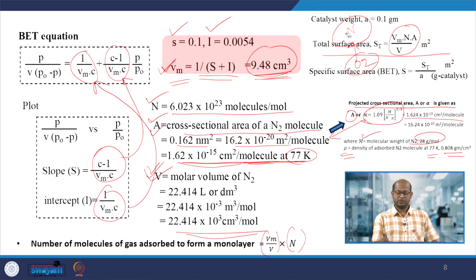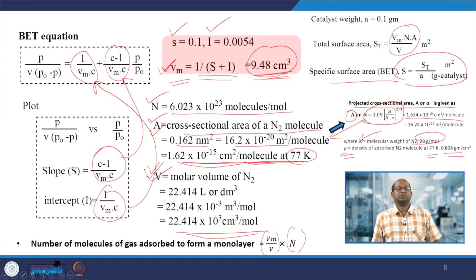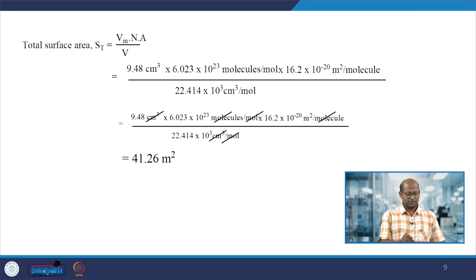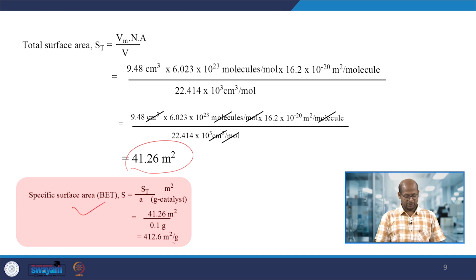Okay. So we can get the total surface area, and then the specific surface area, by dividing by the total amount of the material that was taken initially, that much quantity of porous material or metal oxide. So divided by that, we can get the surface area; that is the total surface area. This is the specific surface area. So here it is 412.6 meter square per gram. For that particular example, for that particular material, the specific surface area is this.